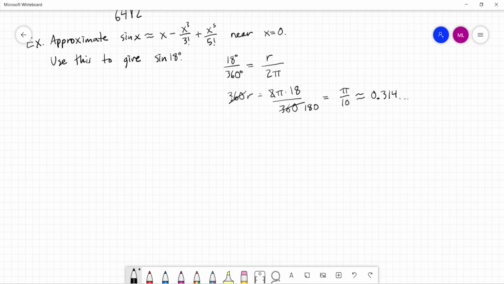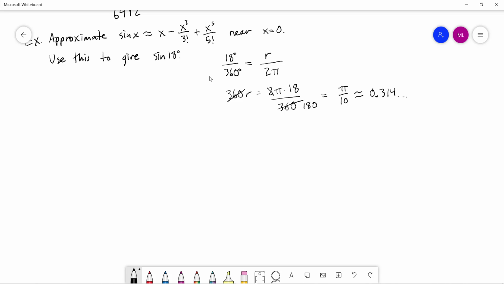Okay. And let's figure out then, after we're done giving our approximation, how far off this approximation might be. So here's our value of x that we're going to plug in to here, and we're going to get that the sine of 18 degrees, which is the sine of pi over 10, is going to be approximately equal to pi over 10 minus pi over 10 cubed over 3 factorial plus pi over 10 to the 5th over 5 factorial. So that is our approximation.